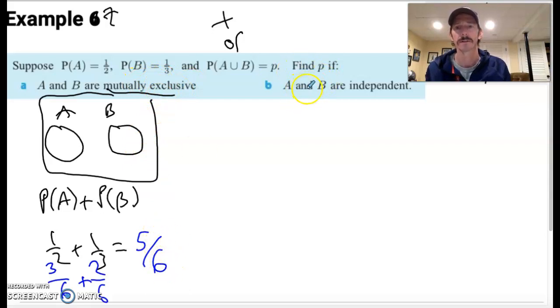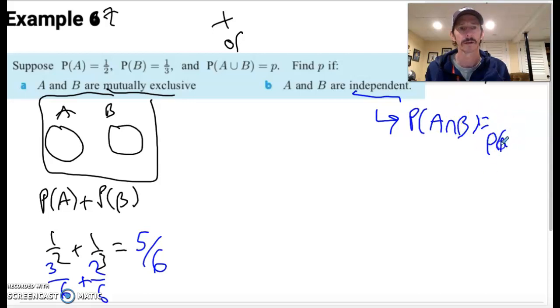Now I want to find the same thing if A and B are independent. If I tell you two events are independent, what you automatically know is that the intersection of A and B is the product of A and B.